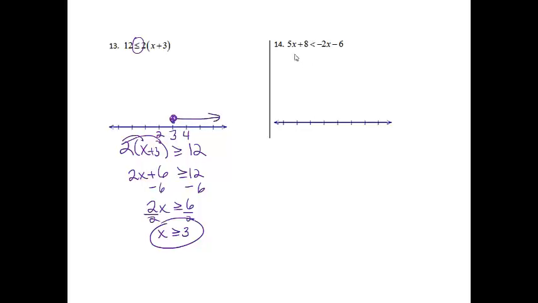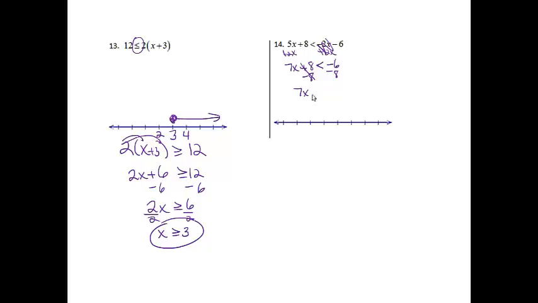Okay, number 14, we have 5x plus 8 is less than negative 2x minus 6. We're going to start this one by adding 2x to both sides to get the x's on the same side. 5x plus 2x is 7x plus 8 less than, those are gone, still negative 6. Make sure you bring down that minus sign. The next thing we'll do is subtract 8 from both sides to get rid of the plus 8. So now those are gone.